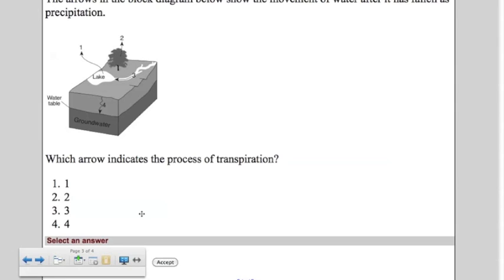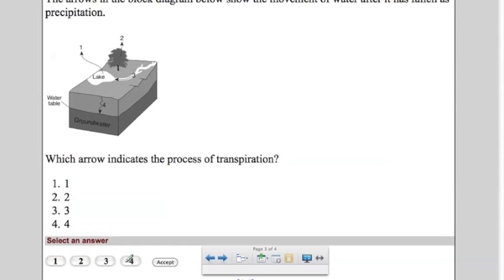Well, 1 cannot be transpiration because it has nothing to do with trees or plants. 3 doesn't have to do with plants or trees, and neither does 4. So 2, like I told you before, tree sweat, is the process of trees and plants letting off water vapor into the atmosphere. So therefore, the answer is 4.